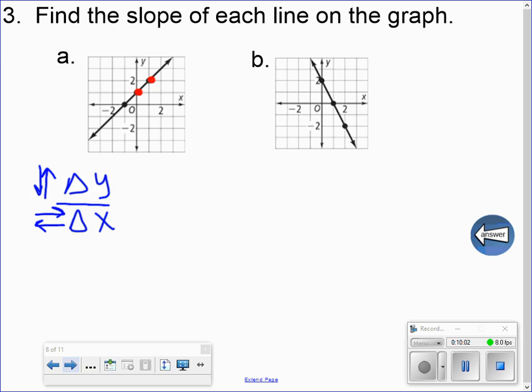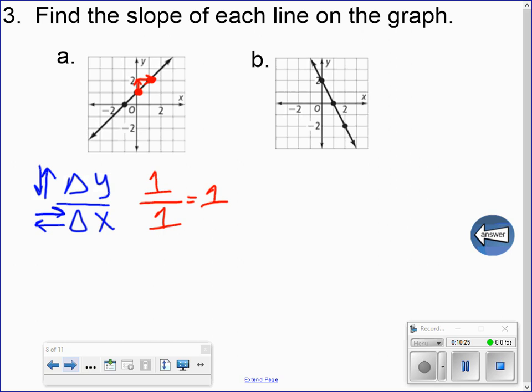So to get from this point to this point right here, I go up 1, so that would be a change of positive 1, because I was increasing, I was going up. And I'm moving to the right 1, that would also be a change of positive 1, as I'm increasing in both directions. So the slope for A would be positive 1.